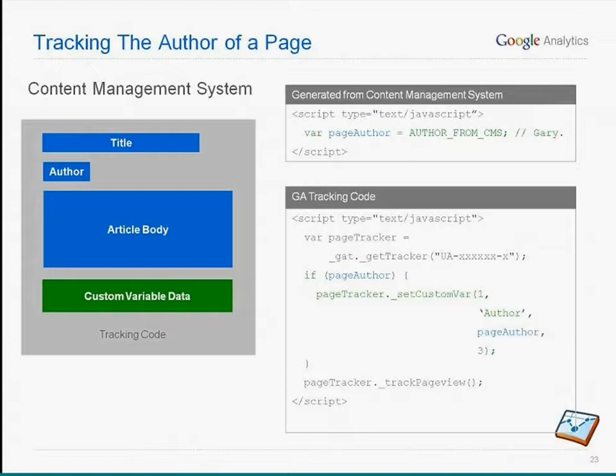Then the sample tracking code on the page is the same JavaScript that we've seen before for GA tracking. I'll walk through it. The first step, we get the page tracker. Then we check to see if the author exists. And then we go into the actual setting of the custom variable. The first line sets it at the index number 1. The second sets the custom variable name as author. The third line sets the actual value of the author. In this case, it's Gary. And this again came from the content management system through the page author variable we set. And finally, the last line is scope, and that is, in this case, a page level. And then we track the page view.